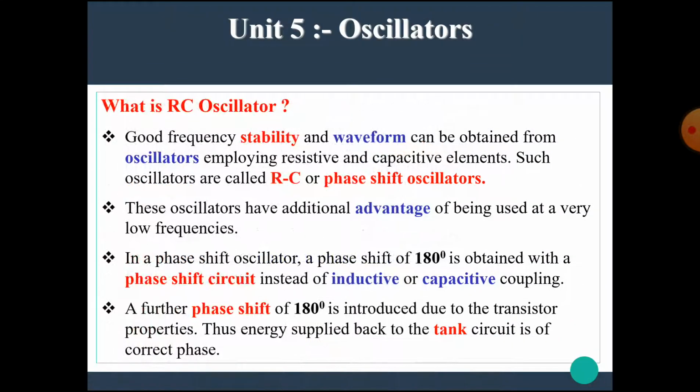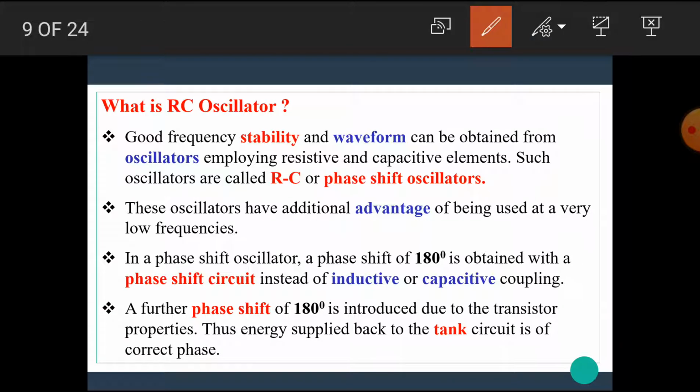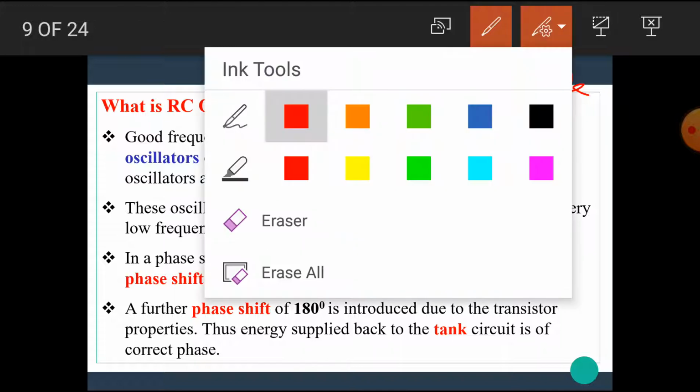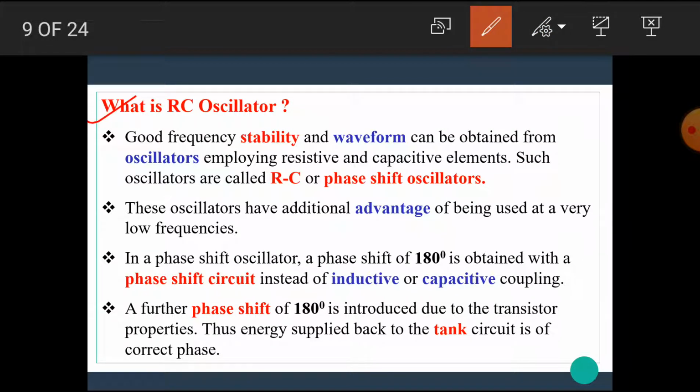Okay, now we have seen the oscillatory circuit may be the LC tank circuit. Similarly, the oscillator circuit may be made up of the RC phase shift network. Let's see what is meant by RC phase shift oscillator or RC oscillator. Good frequency stability and waveform can be obtained from the oscillators employing resistive and capacitive elements. Such oscillators are called RC or phase shift oscillators. That means the RC oscillators are also called phase shift oscillators.